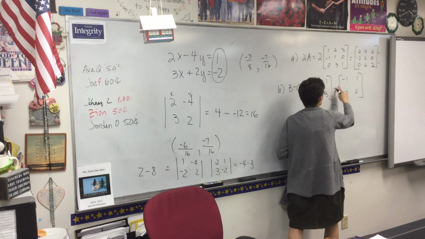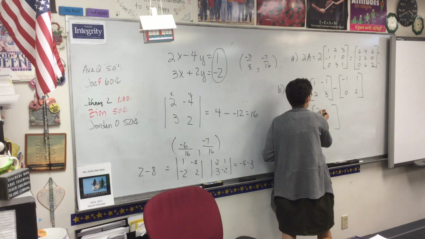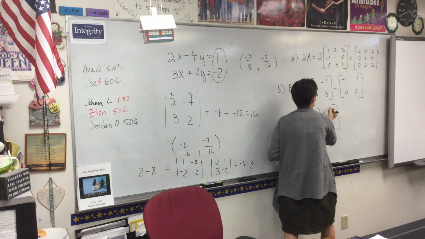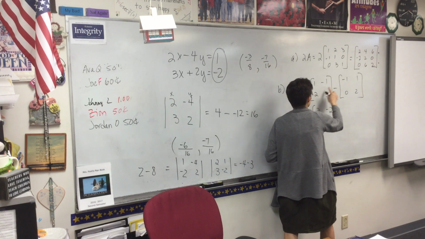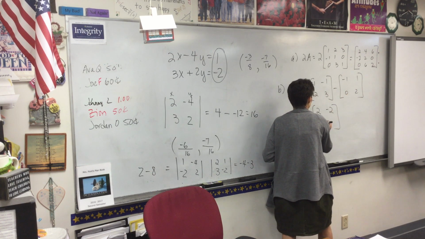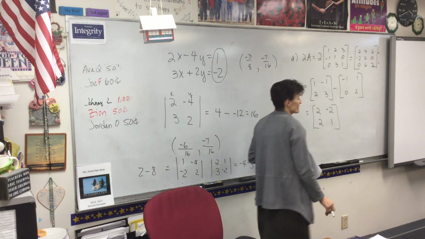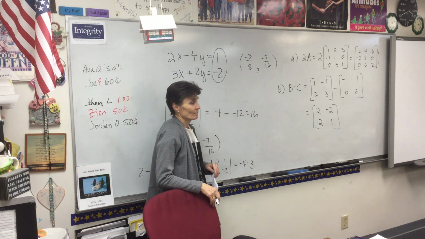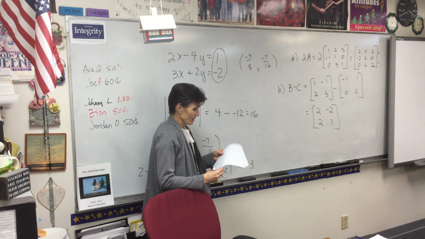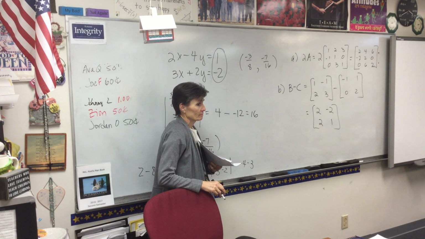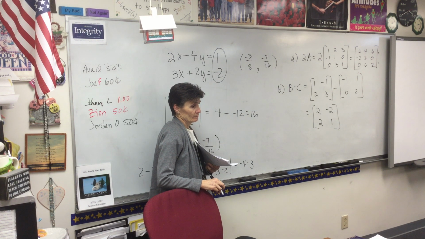1 minus negative 1, 2. Negative 1 minus 1. 2 minus 0. 3 minus 2. Let's not miss that either. That should be easy. So when we're supposed to write it on the line, do we just put that matrix? That matrix goes on the answer blank, yep. Okay.